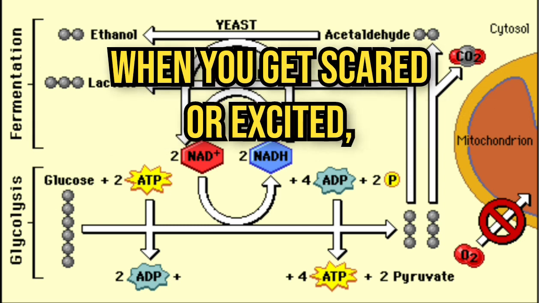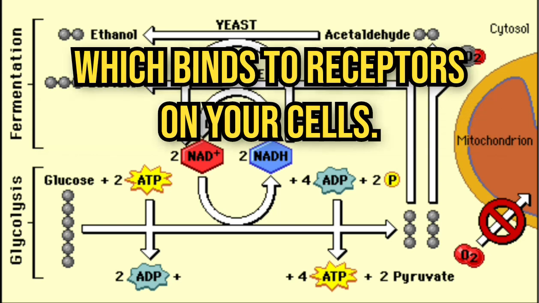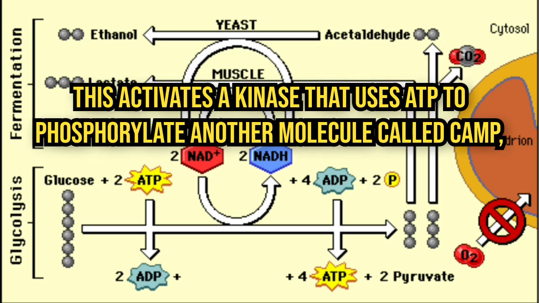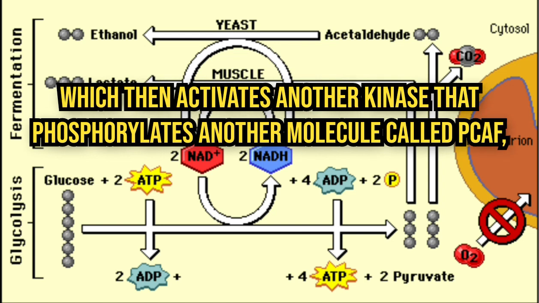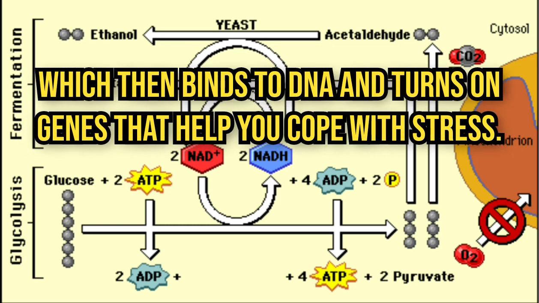For example, when you get scared or excited, your body releases adrenaline, which binds to receptors on your cells. This activates a kinase that uses ATP to phosphorylate another molecule called cAMP, which then activates another kinase that phosphorylates another molecule called PCAF, which then activates another kinase that phosphorylates another molecule called CREB, which then binds to DNA and turns on genes that help you cope with stress.